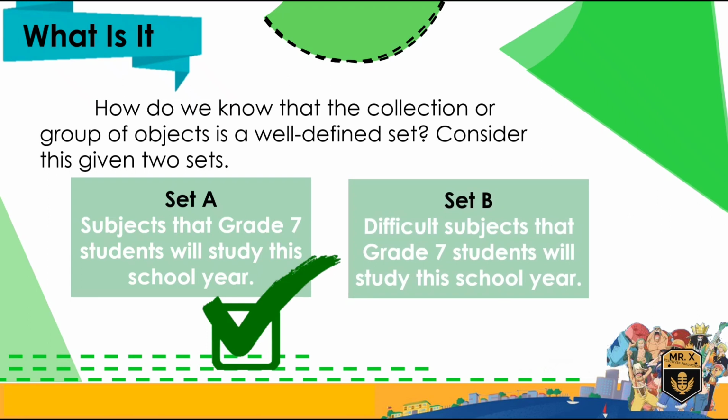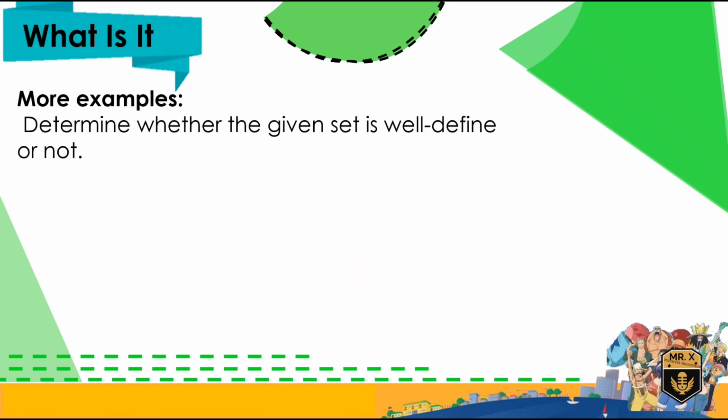Let's have another example. Set B are difficult subjects that grade 7 students will study this school year. Do you think it is a well-defined set? No. Kaya nga naman, set B is a set of difficult subjects. We cannot determine unsa to mga difficult subjects. Maybe sa inyong classmate ang difficult subject kay MAPEH, ang ubang classmate ninyo kay math, ikaw kay English, mao nga it is not well-defined. Okay, we cannot determine. Wala siya common characteristic.